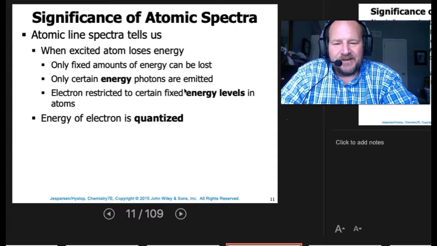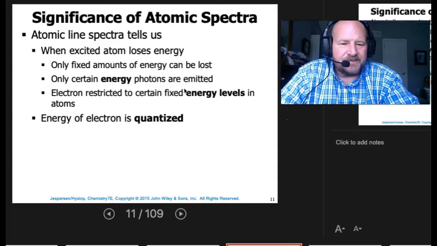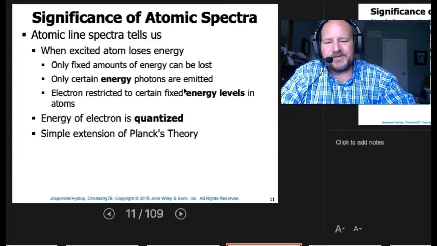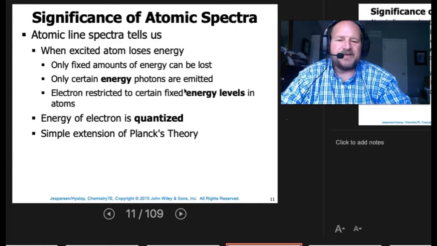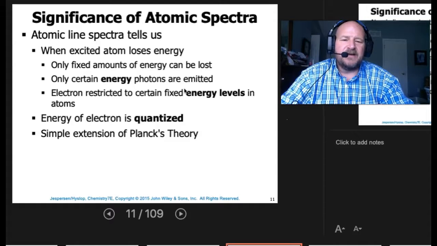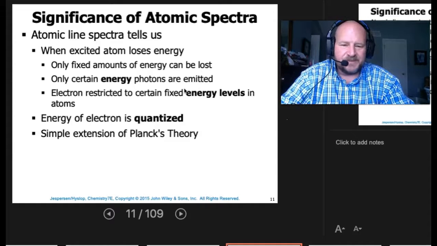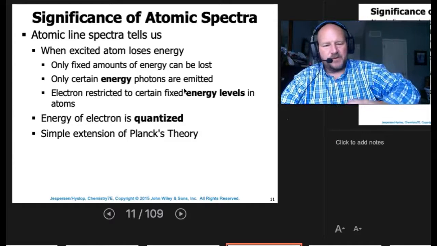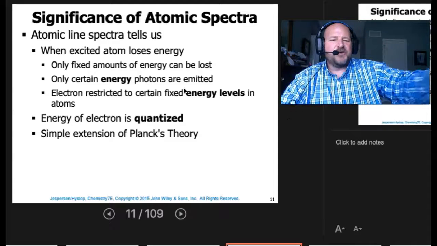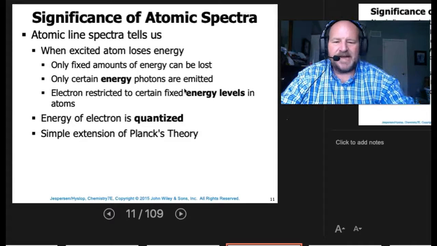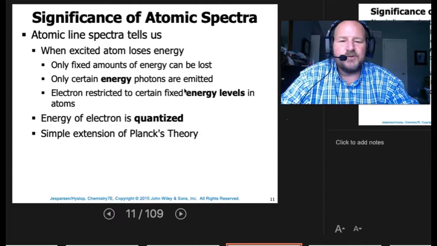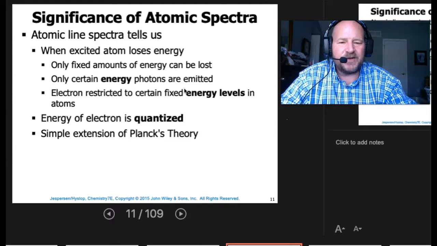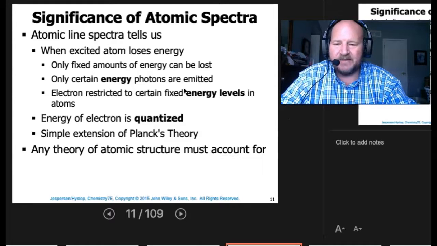That means that the energy of the electron then has to be quantized. Okay, so now this is just a simple extension of Planck's theory. So rather than saying we have a photon and just talking about photons in general, what this is saying is if we promote and demote electrons, the energy going in and out has to be related to the photon. And so we have a quantized value, that quanta, if you will, that packet.